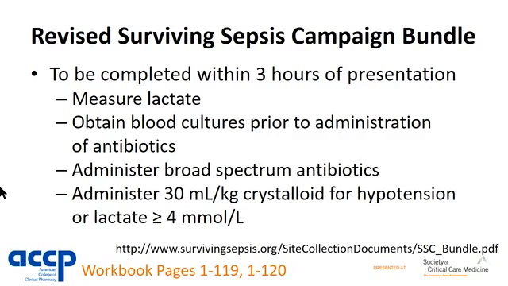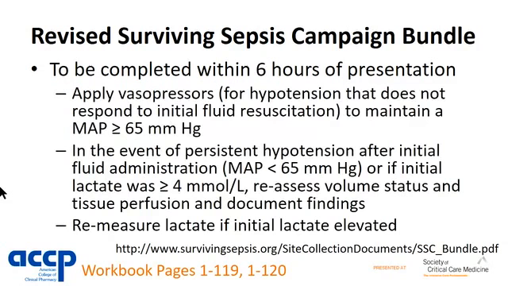The first is that you should measure a lactate. You should draw blood cultures before giving antibiotics, and then give antibiotics within 3 hours. The earlier, the better. For patients who have hypotension or hyperlactatemia, they should receive 30 mLs per kilo of crystalloids. For the 6-hour component, there are again 3 pieces.